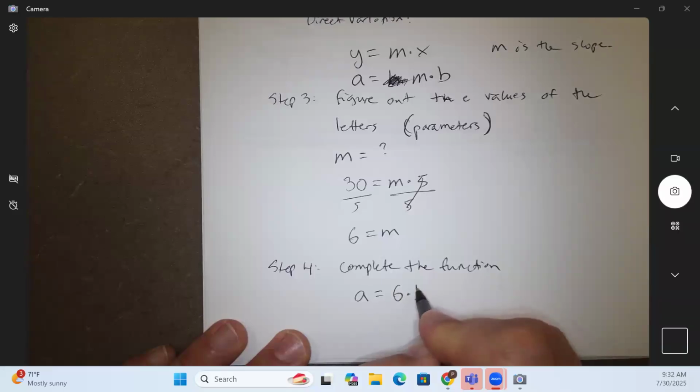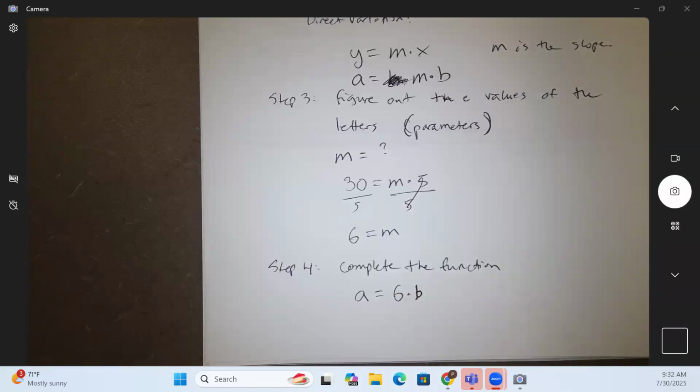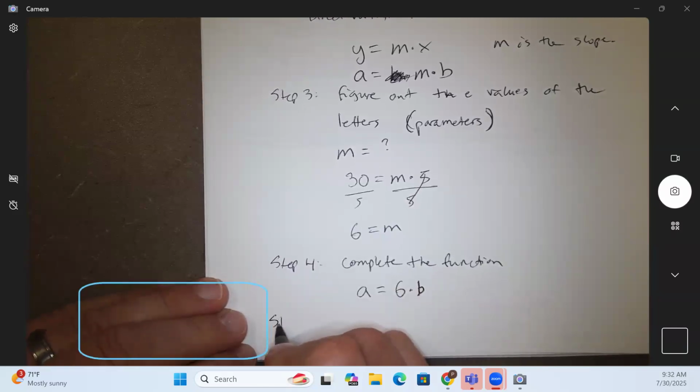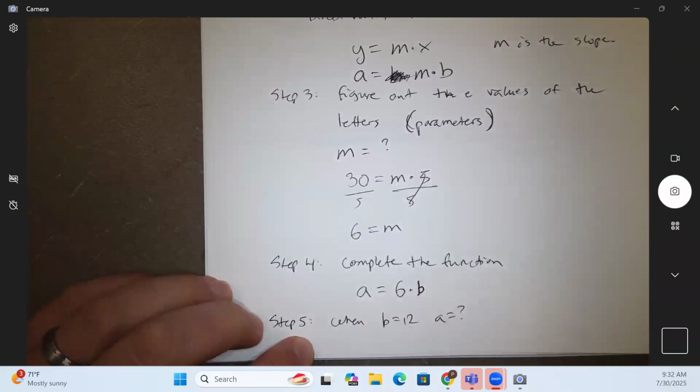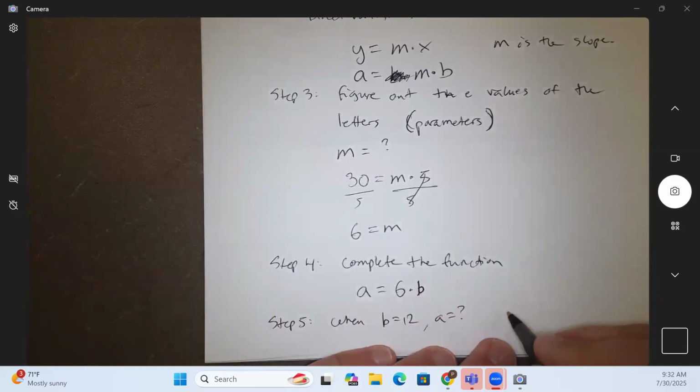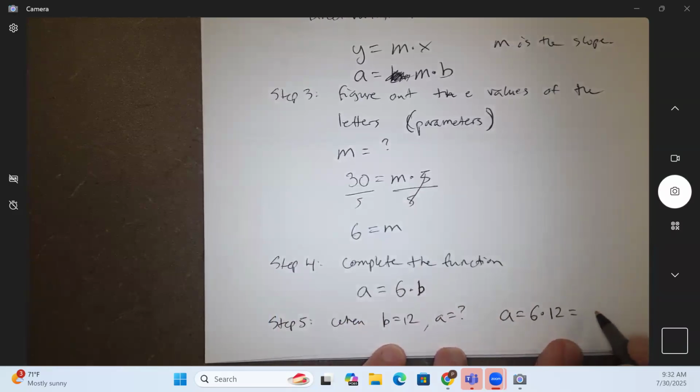That's an issue because my 6's can look like my B's. And finally, we can answer the question. When B equals 12, A equals 6 times 12, which is 72.